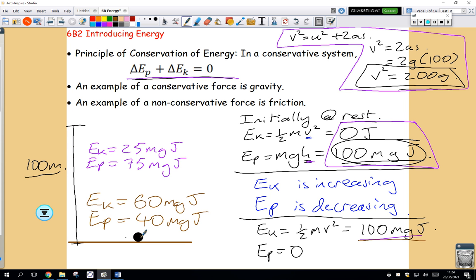Eventually we'll get down to the bottom, and right at the bottom we have this situation where its potential energy has been reduced to 0. Its kinetic energy is 100 mg. Okay, so that's the principle of conservation of energy.